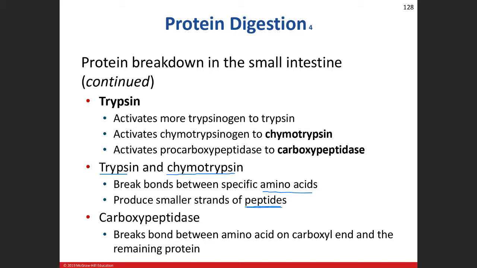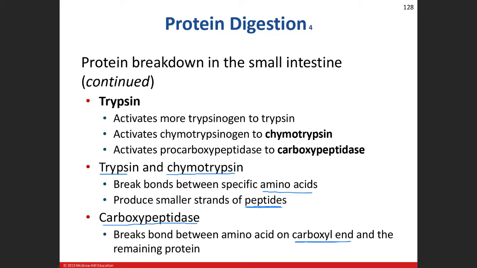Okay, so we're getting close. We're getting down to those individual amino acids. We're just not there yet. But these guys help to take maybe a 20 or an 18 long strand of amino acids, and it just starts to cleave off and make these smaller peptides, which are maybe three or four amino acids long. Okay, this last one here, carboxypeptidase.